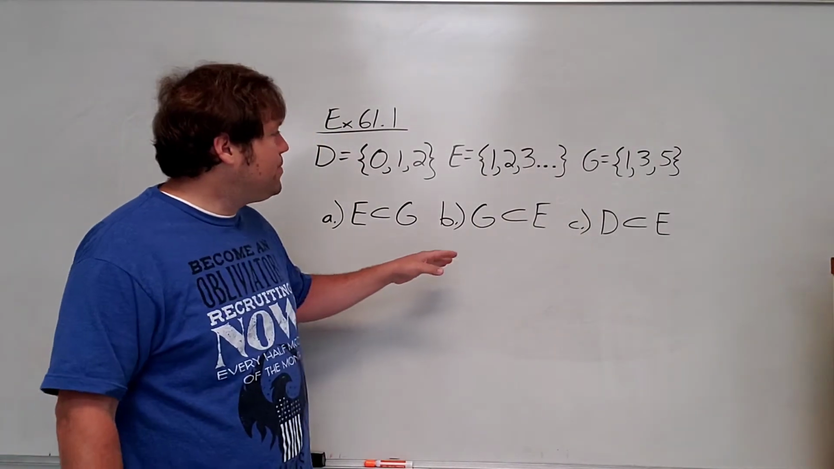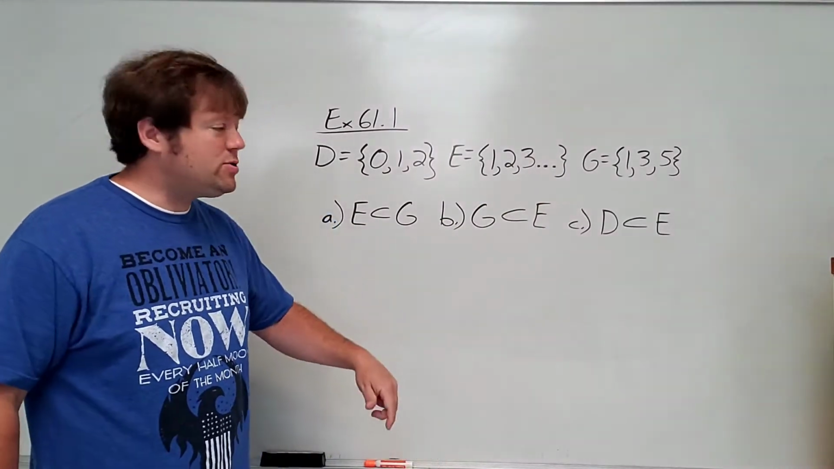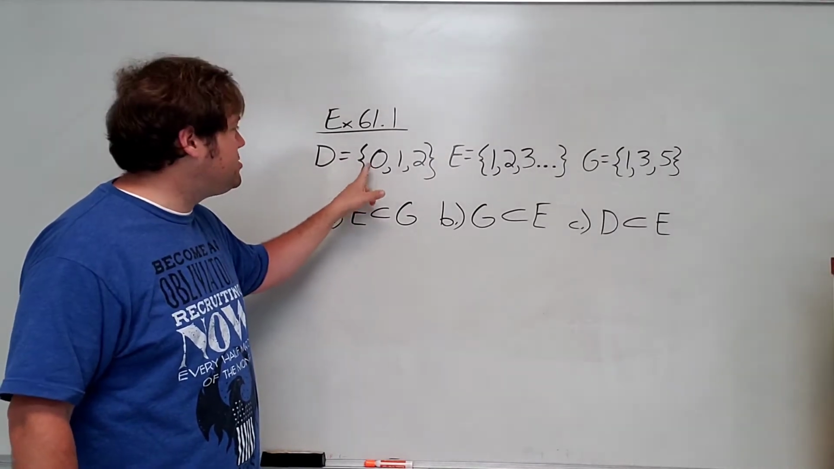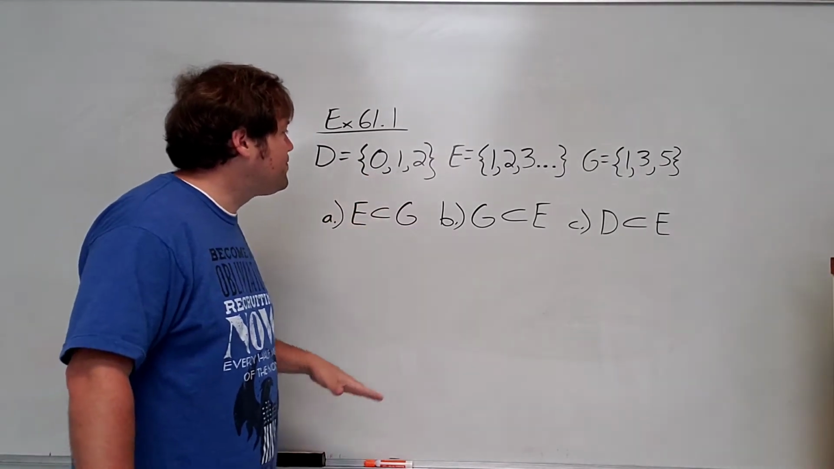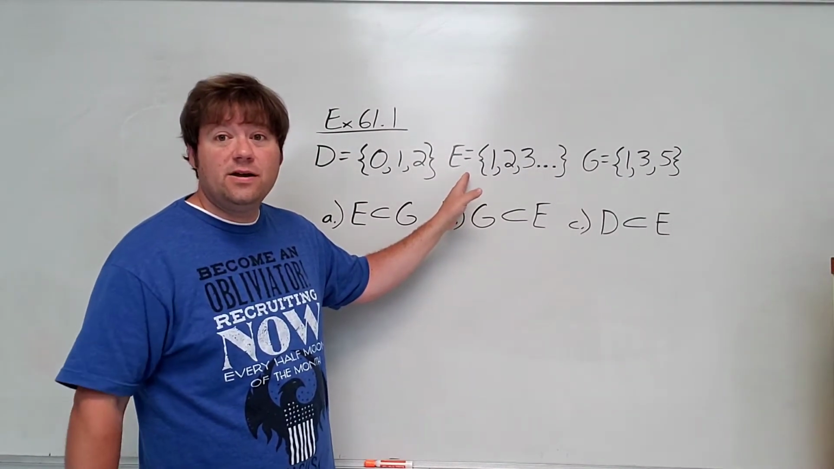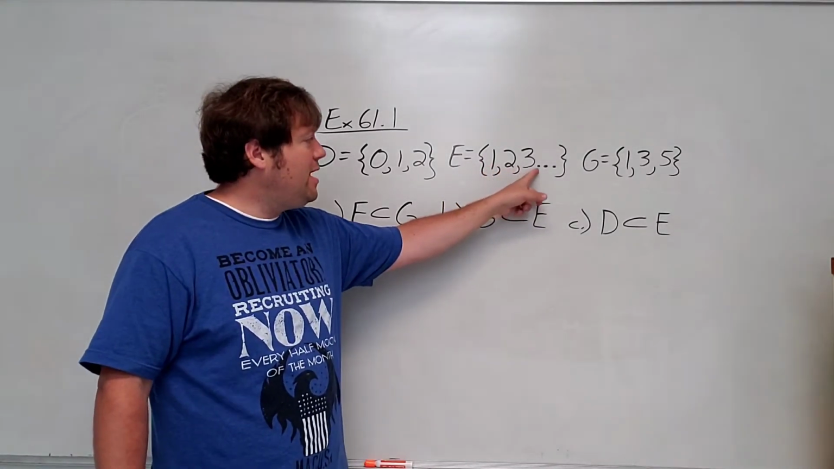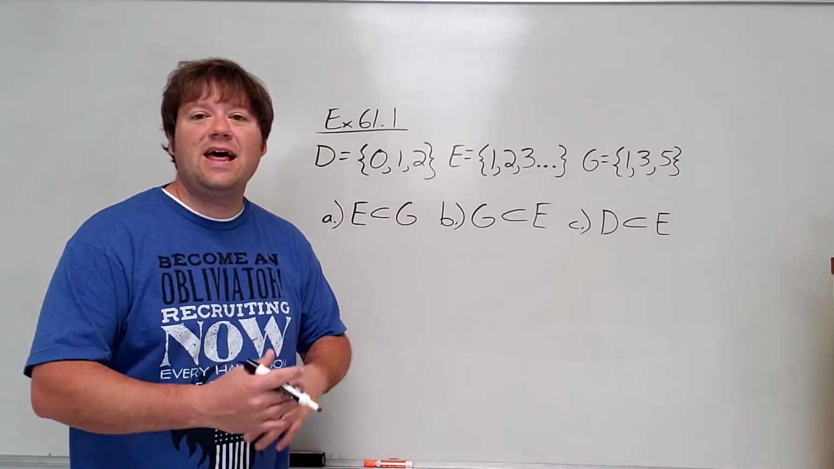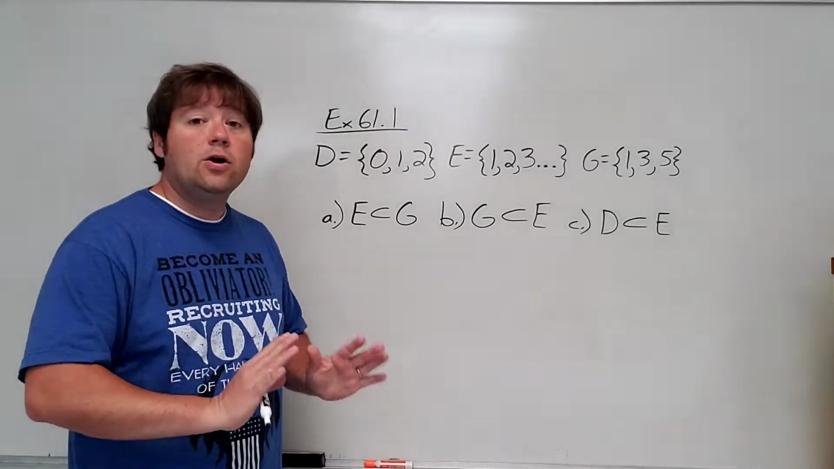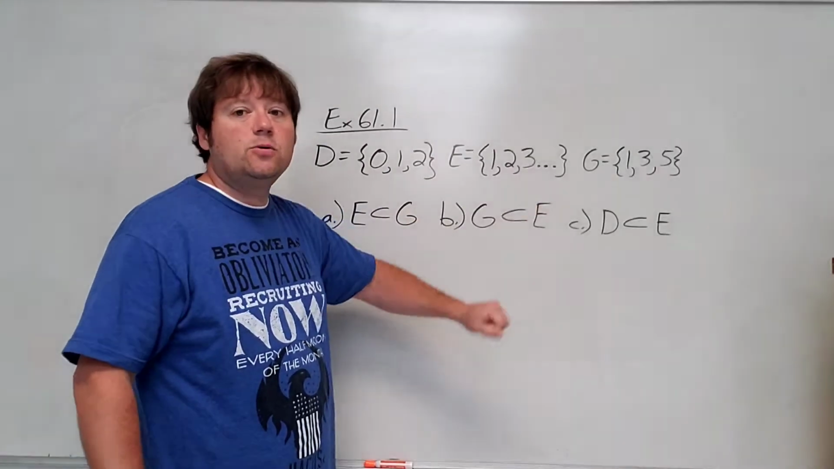In example 1, they give us 3 groups of numbers, 3 sets of numbers. They tell us what they are. The first one is set D. It only has 3 numbers in it. It has the numbers 0, 1, and 2. And then they tell us about set E. Now, E has actually an infinite number of numbers in it because, as you can see, it has the numbers 1, 2, 3, and then the ellipses at the end tell us that that list goes on forever. So it's actually 1, 2, 3, 4, 5, 6, 7, 8, going on up 100, 1,000, a million, a billion, going on forever.